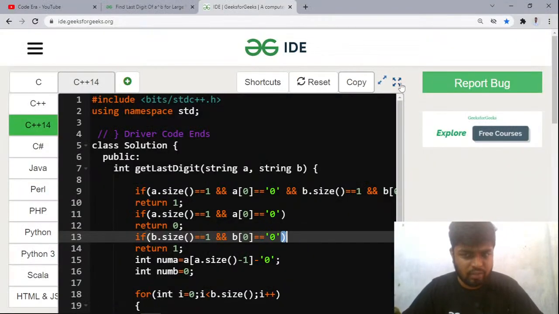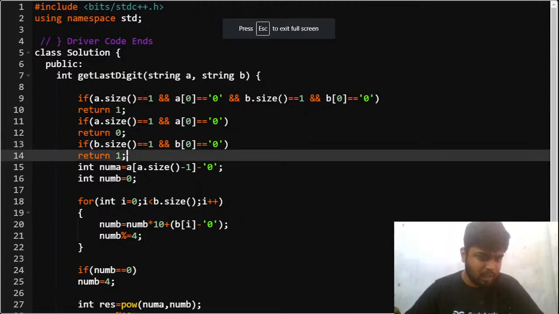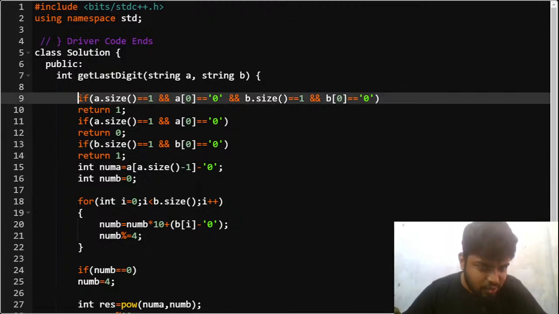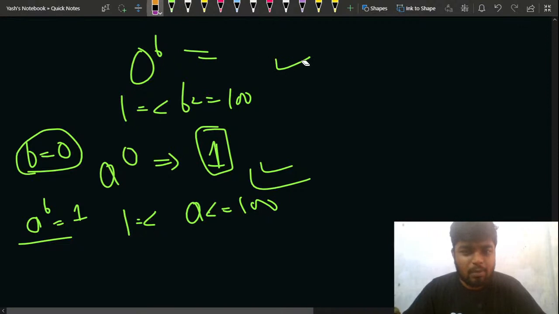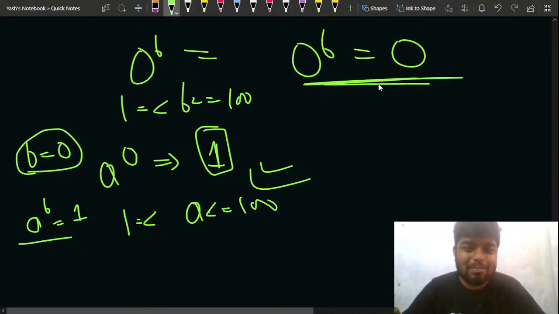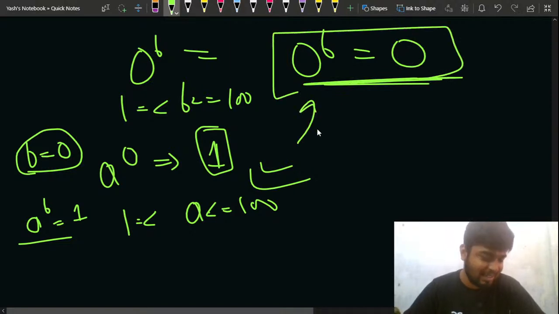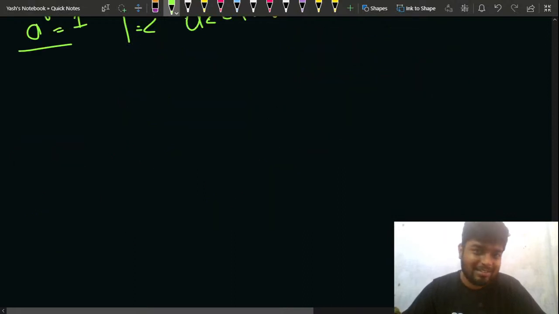Now another thing that you need to do is that these are the three edge cases. If you have 0 to the power 0, then in that case you will return 1. Also, if you have 0 to the power anything, sorry, I just mismanaged it. 0 to the power anything will give me 0, right? Sorry for the mistake, I just didn't notice that I was making a mistake.